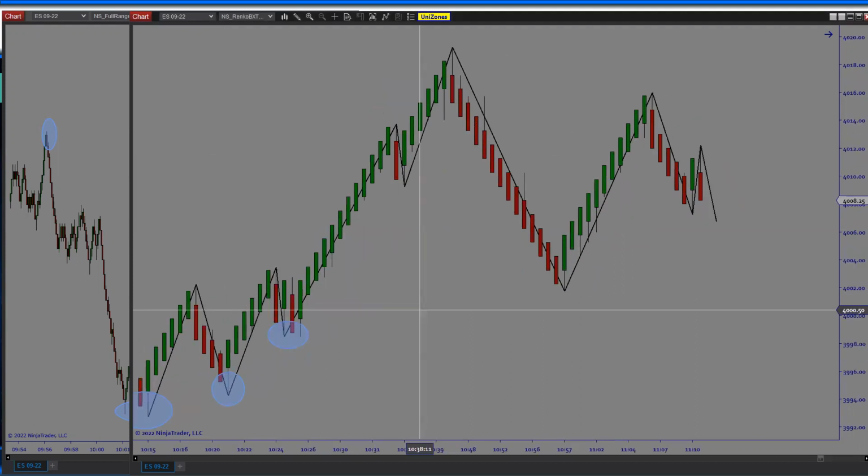Structure breaking pivots, you'll only be able to plot them after they occur because you need to see that they go on to break structure.